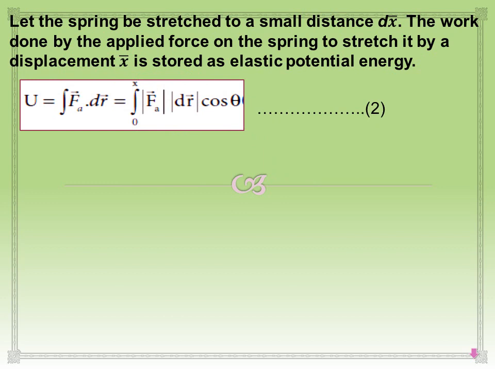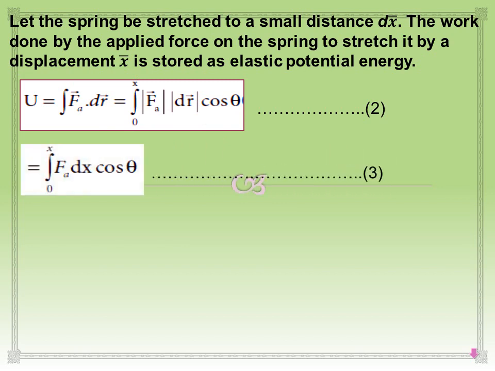The spring force is an example of a variable force as it depends on the displacement x. So we have U, that means the potential energy, is equal to integral of F dot dr vector. If you take modulus of F and dr, then the displacement is from 0 to x, therefore integral 0 to x of F a modulus dr modulus into cos theta. Let us have this as equation number 2.